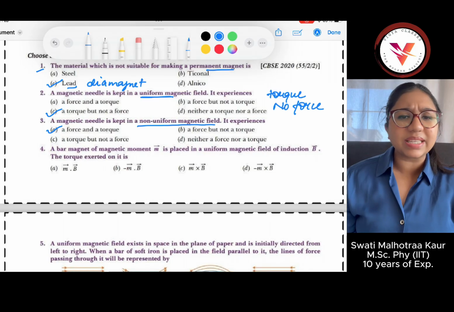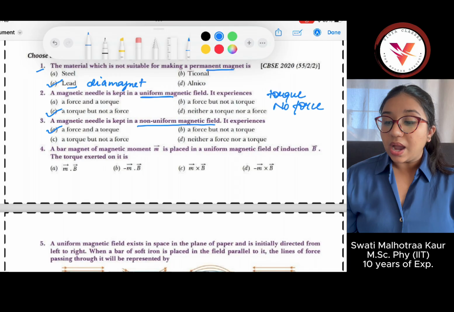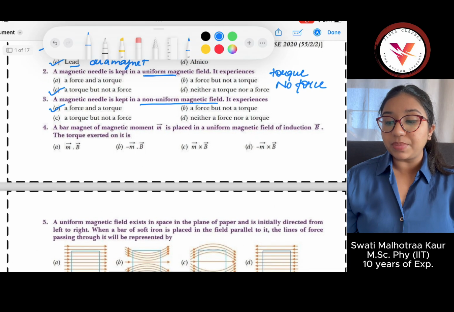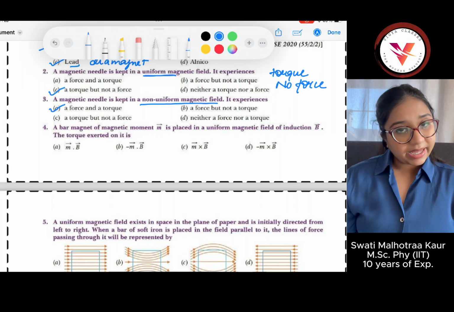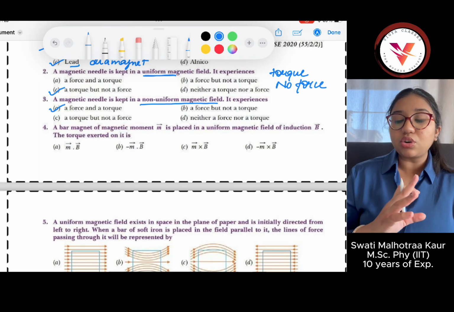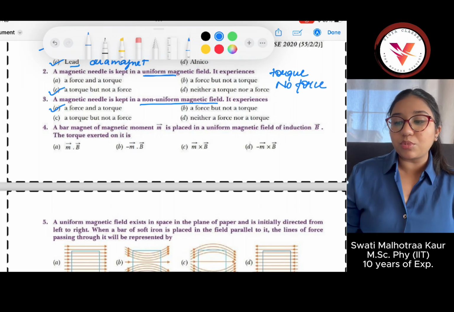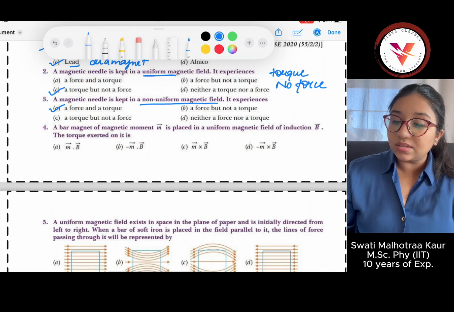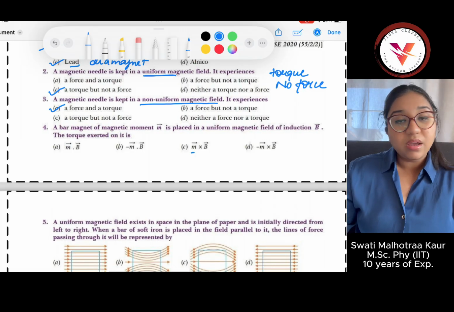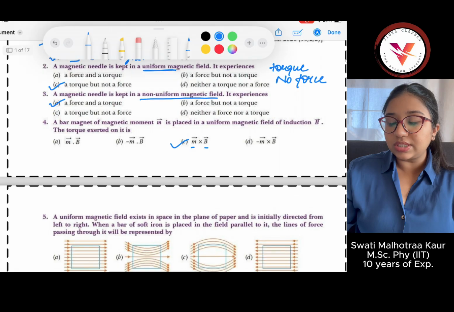Just remember that it's the same concept as the electric field. A bar magnet of magnetic moment M is placed in a uniform magnetic field of induction B. The torque is again the same as in the electric field. Like in the electric field the torque is P cross E, here it is M cross B, where M is its magnetic moment and B is the magnetic field. So C is the correct option.